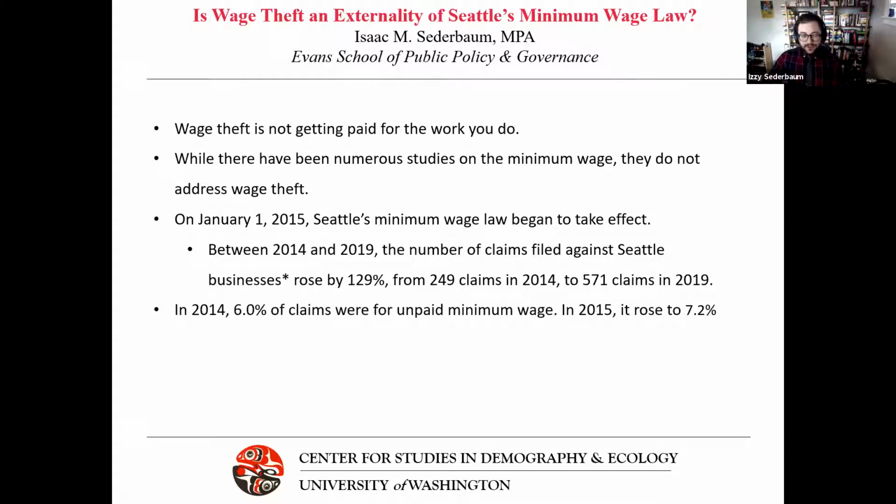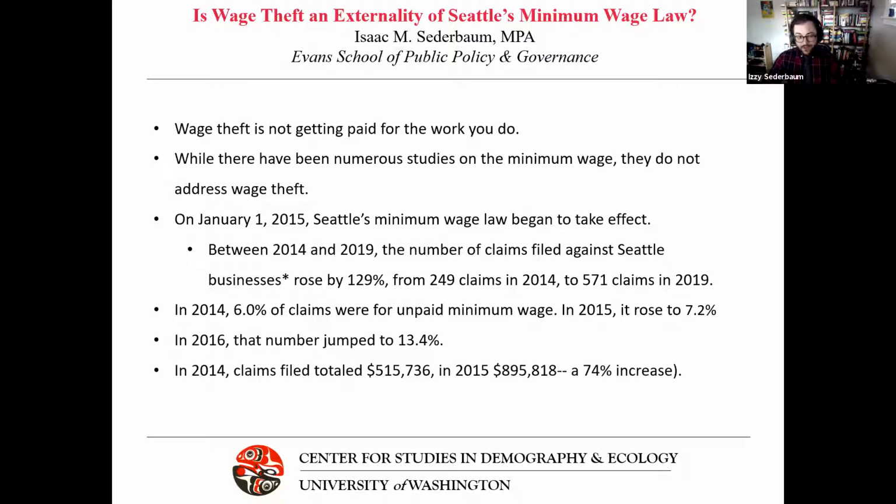In 2014, 6% of claims were for unpaid minimum wage. In 2015, it rose to 7.2%. In 2016, the number jumped to 13.4%. And just for dollar figures, in 2014, so before the minimum wage took effect, the claims totaled just over $500,000. In 2015, it jumped to just under $900,000, so a 74% increase. In 2016, it jumped to just under $5 million. And these numbers are also especially staggering because you can actually file a claim for $0, which if you join me in the poster session, we can talk more about.